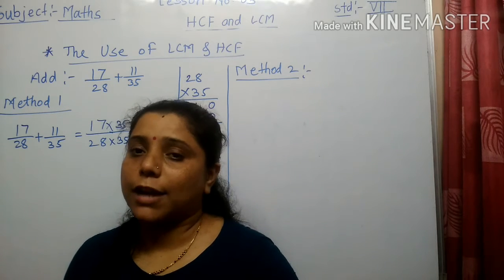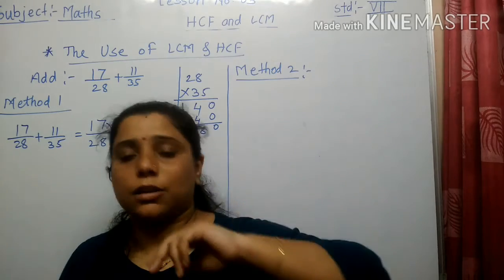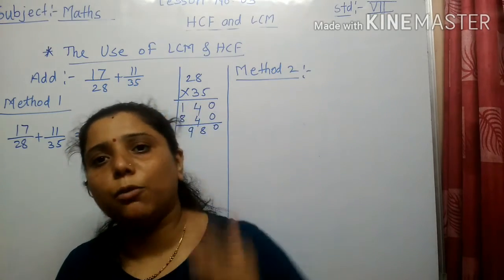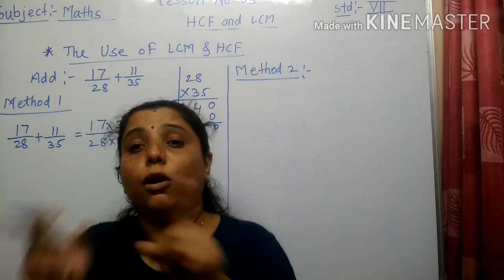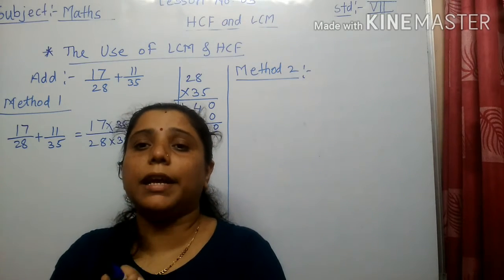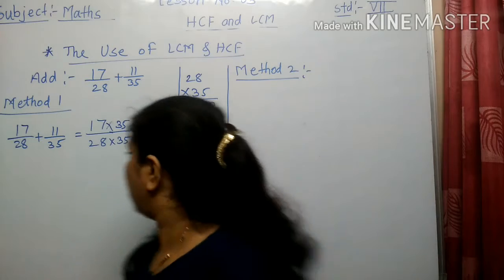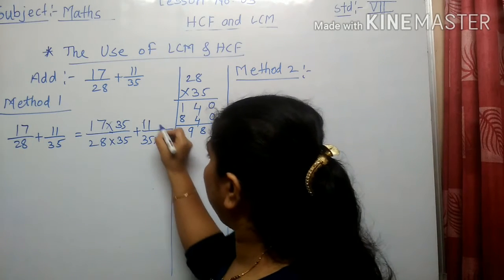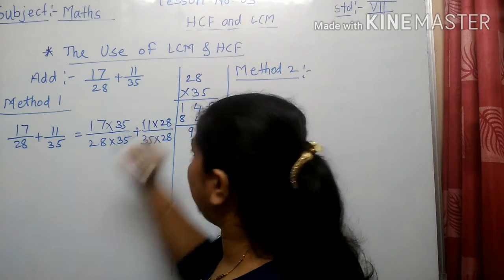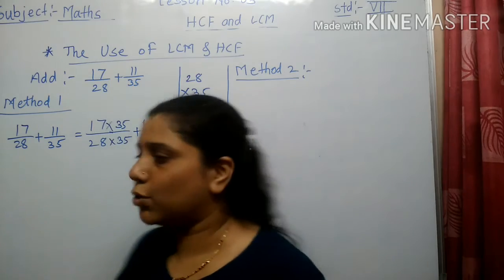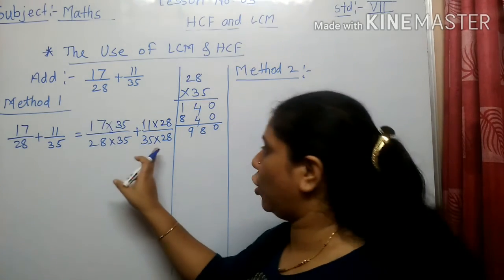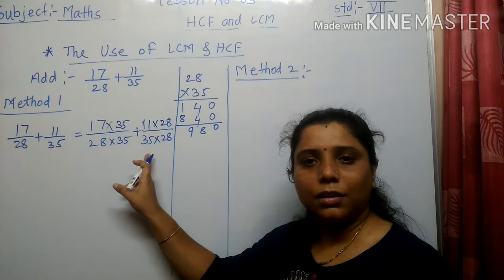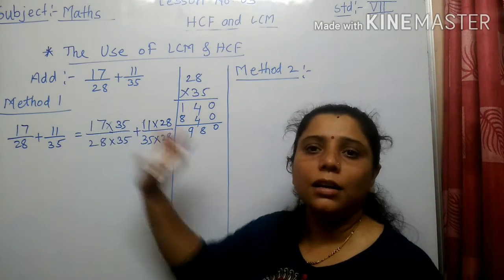Okay, in equivalent fractions, we equalize the fractions. Means what? You are doing the same operation to the numerator as well as the denominator, on both sides. Then and only then the fractions are equal. Okay, so here multiply by 28, here also multiply by 28. Understood? Now here 28 into 35. Now here the denominators are same. Here also the denominator is same. Okay, so you can add the numerators.